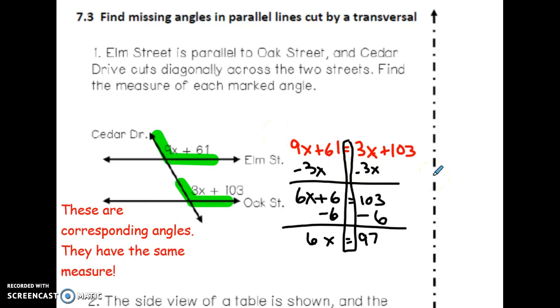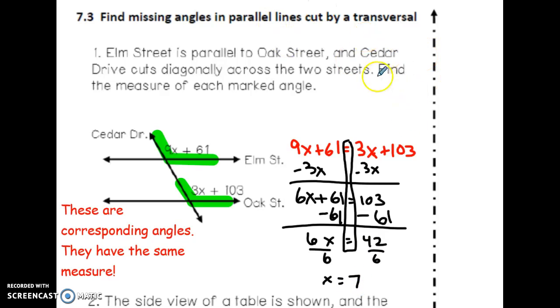I think we have a mistake here somewhere. I lost the 1 on my 61. Be careful, guys. Alright, that's better. 103 minus 61 is 42. There we go. So now when we divide, we do not get an answer that is awful to deal with. We get x equals 7.